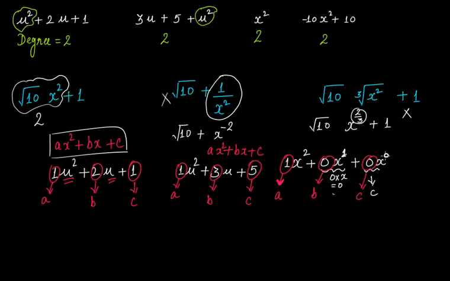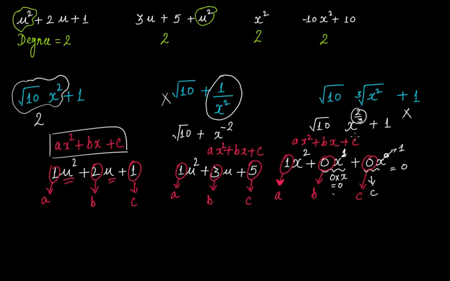Here x raised to power of 0 means what? This is actually equal to 1. So 0 multiplied by 1 means what? 0. Okay. So a is 1, b is 0, c is 0. That's why we say that b and c can be 0. Okay. Now it's of the form ax squared plus bx plus c.